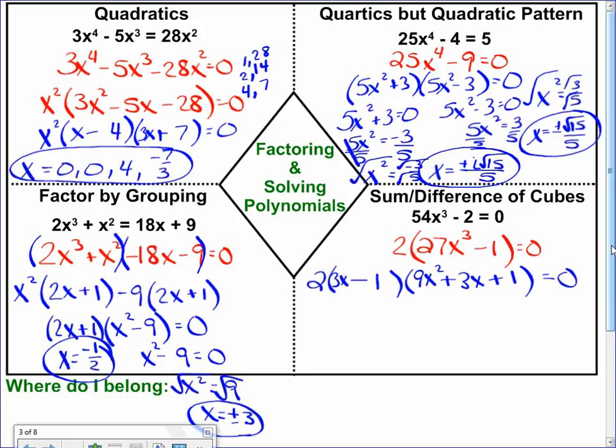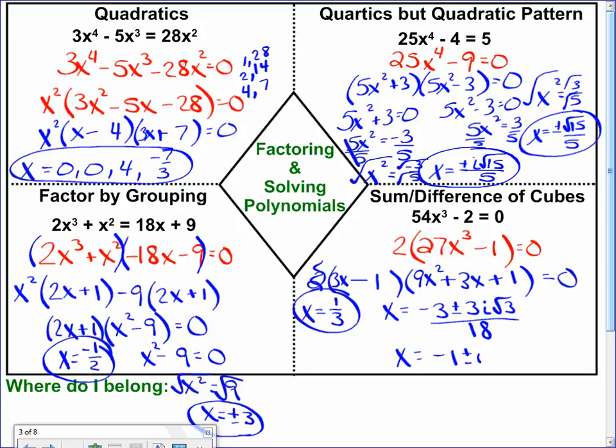Baby brother, give me an answer. Nope. So x equals 1/3. How do you solve this one? Quadratic formula. x equals negative b, negative 3, plus or minus 3i radical 3, all over 2a, 18. Divide them all by 3. So negative 1, i radical 3, all over 6. And again, you can do the full quadratic formula. You'll be all right. It'll just take you a little longer, but you'll still get there.